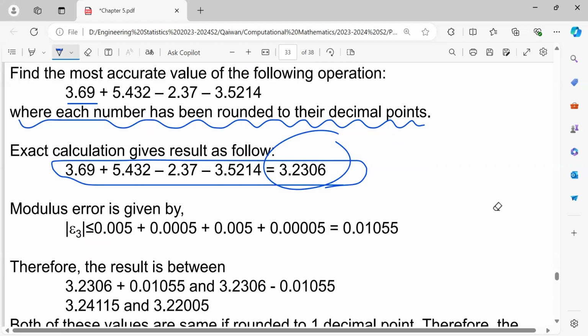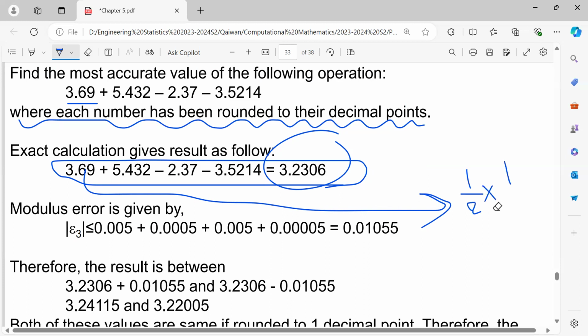In the second step, we need to find the modulus error for each of them. The modulus error for this one is 1 over 2 times 1 over 10 to the power n, where n is the number of decimals. Okay, find it, which is 0.005.